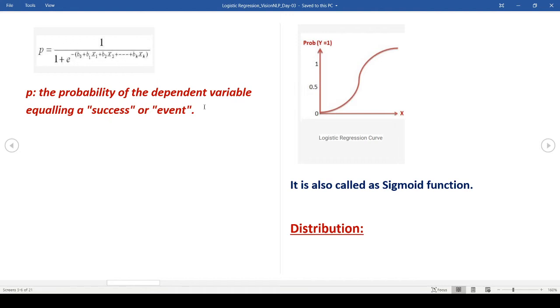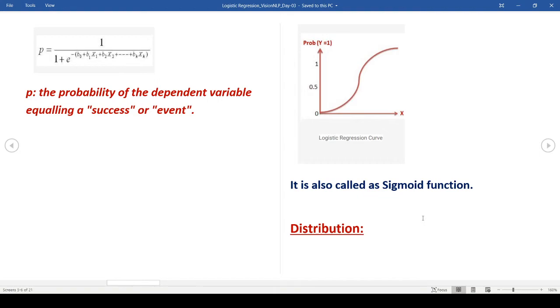So it gives the probability of the dependent variable equaling a success or event. This is something mathematical, so it is good to have this knowledge. But we can also see how logistic regression works in Jupyter Notebook when we build the model. And this is in the form of an S. This is a typical graph of the logistic regression curve, which is also called the sigmoid function.